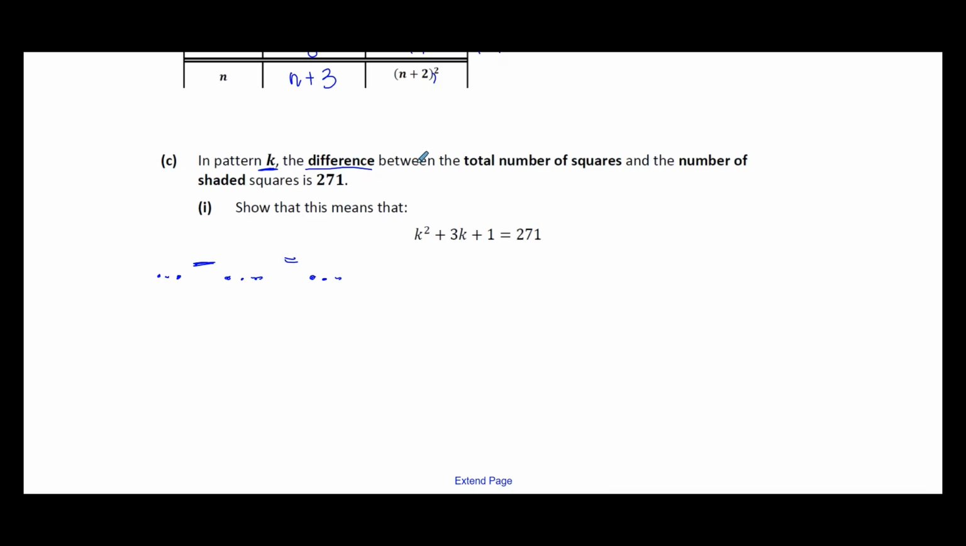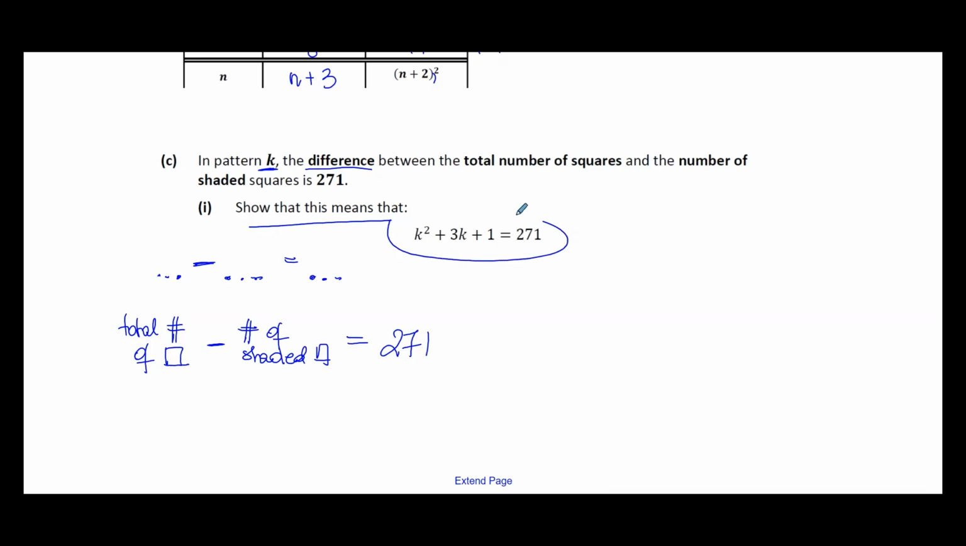So the difference is between what? Between the total number of squares, minus the number of shaded squares, and that is therefore equal to 271. Then we have to say that sentence, and that's where we will arrive at.